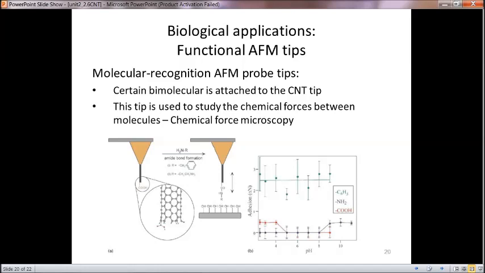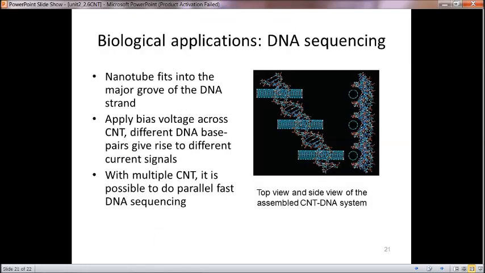And CNTs are used in DNA sequencing too, because as they have hollow structures, they can carry anything. So nanotubes fit into the major groove of the DNA strand. This is one of the main advantages. And applying a bias voltage across the CNT, different DNA base pairs give rise to different current signals. So with multiple CNTs, it is possible to do parallel fast DNA sequencing. So it is very much useful in the biofield to do these things.